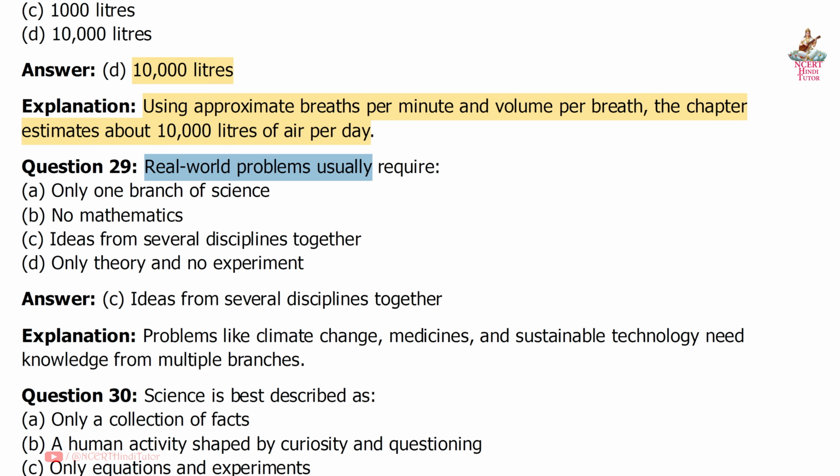Question 29. Real world problems usually require answer C. Ideas from several disciplines together. Explanation: problems like climate change, medicines, and sustainable technology need knowledge from multiple branches.